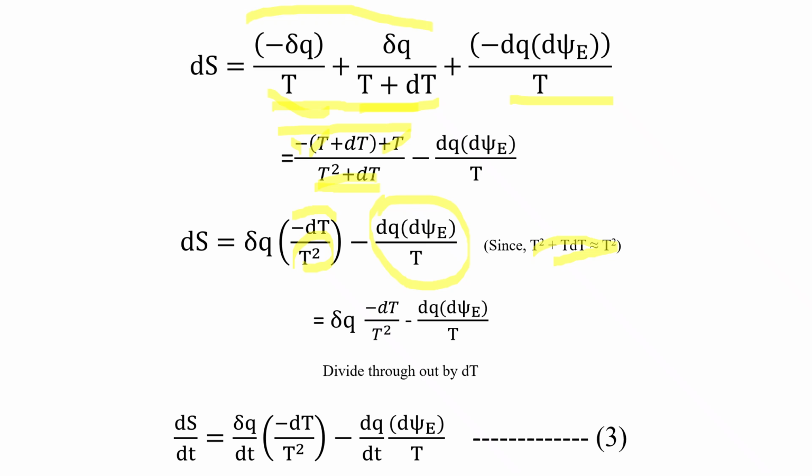So now you can divide by dt throughout the equation. When you divide throughout with dt, here dS by dt, here del q by dt, here dq by dt. So the final equation will be as such, the third equation will be as such. So the equation 3.